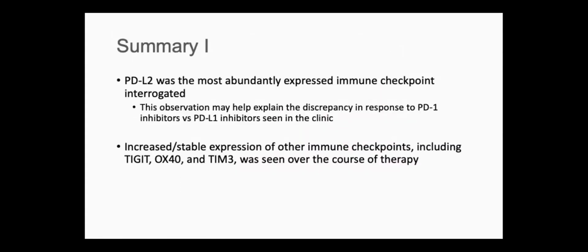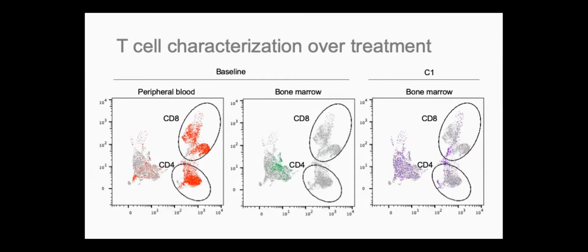And so the summary for this first part of the data is that PD-L2 is actually our most abundantly expressed immune checkpoint that we interrogated. This may help to explain some of the discrepancy we see in the clinic in response to PD-1 inhibitors versus PD-L1 inhibitors. The increased expression of some of these other immune checkpoints, including TIGIT, OX40, and TIM3, gives us a real appreciation of the complexity of immune control in the myeloid setting. And this is something that we are considering for future immunotherapy trials.